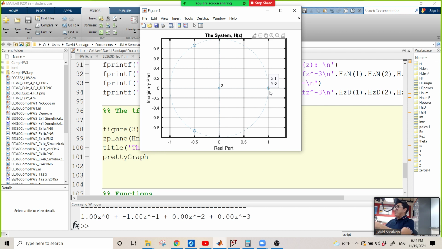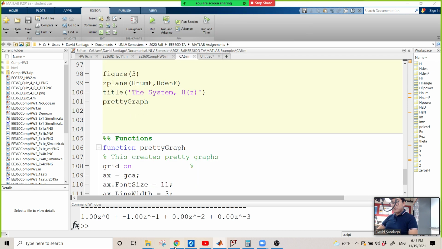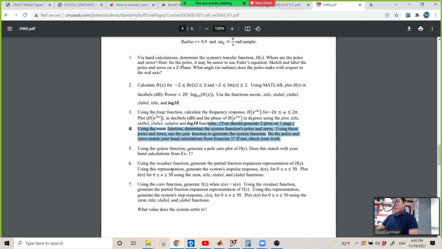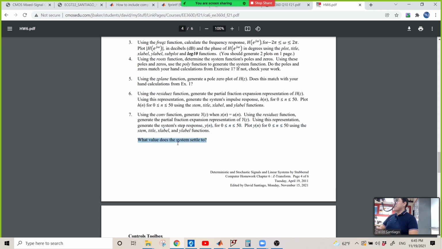The reason why I'm doing this is, hopefully the ones who are understanding the tools I'm giving them will change the numbers in a way. And hopefully the ones who I've caught on the last assignment do the assignment. So does that make sense? And then I would assume everyone knows how to do the residue function and everyone knows how to do conv, right? What value does the system settle to for, I think, the step response?